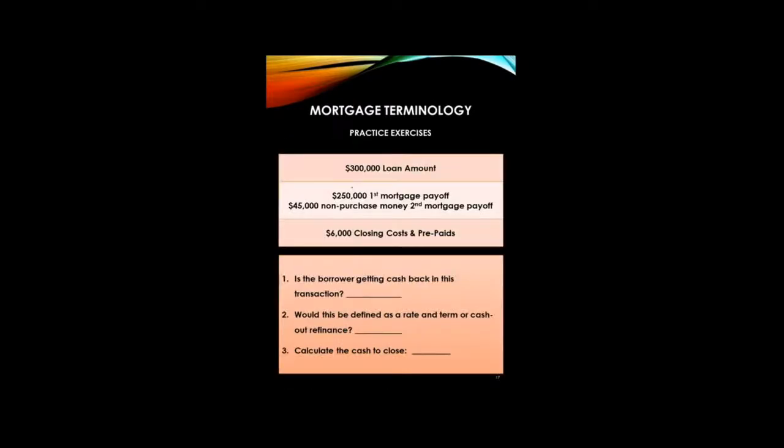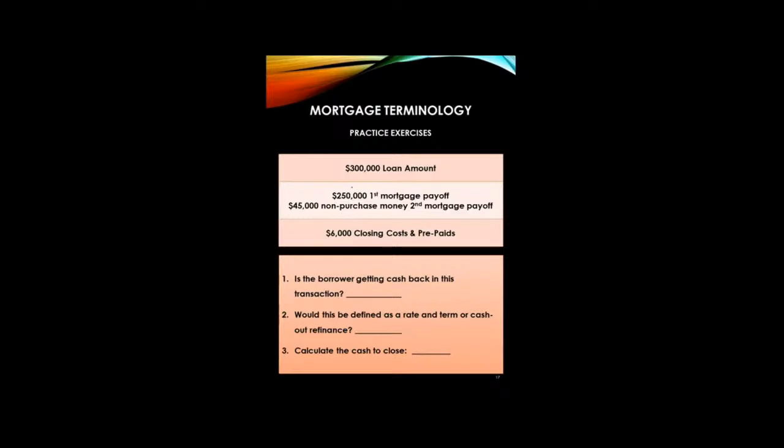So let's do a quick exercise. 300,000 loan amount, 250,000 first mortgage payoff. You have 45,000 non-purchase money, and that's the second mortgage. And you have 6,000 closing costs and prepaid items. Okay, prepaid items are basically items like your escrow account. Those are prepaid.